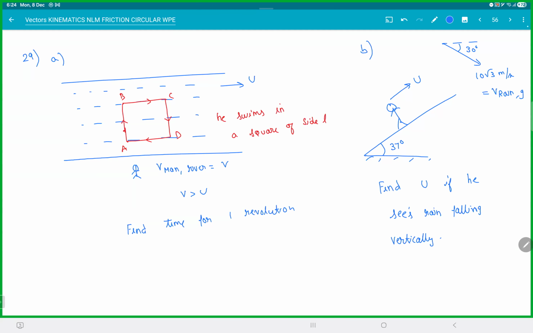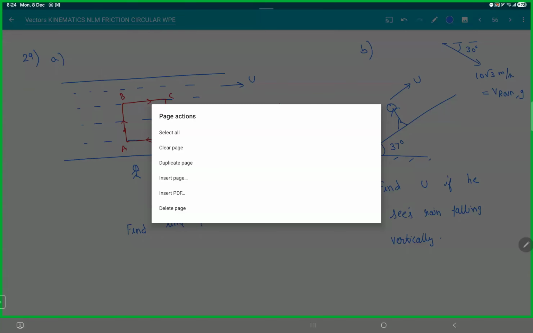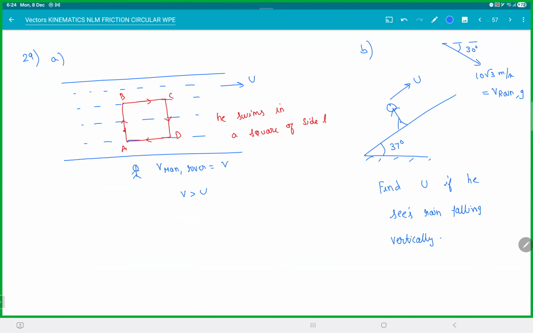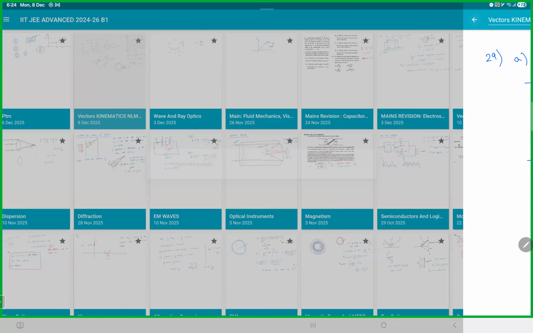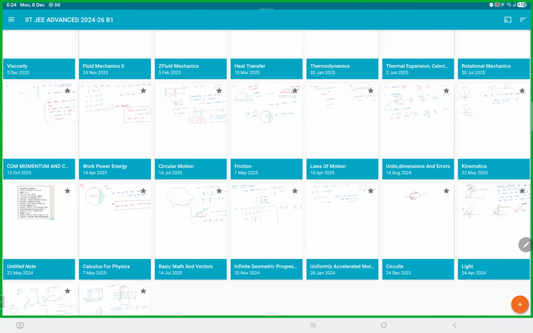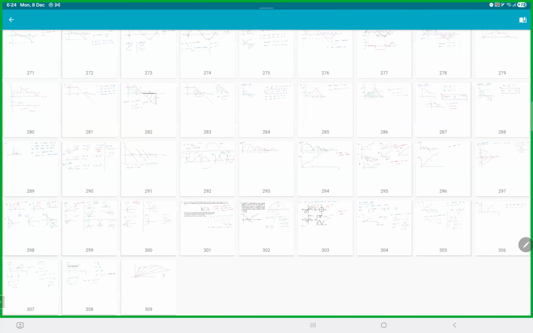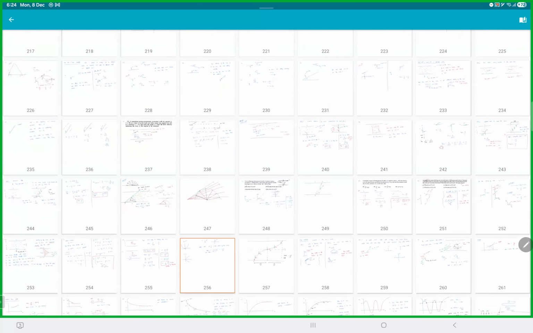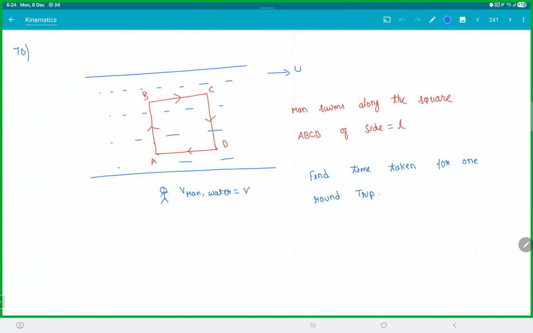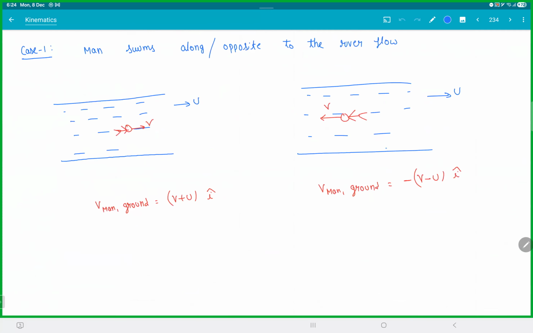What are the results? Forgot? See, when you're going straight, in case you forgot, I'll just show you the results. That would be faster. The exact same question. Question 70. But anyway, let me show you the results. First case, if you go with the river, speed is v plus u. Go opposite to the river, speed is v minus u.